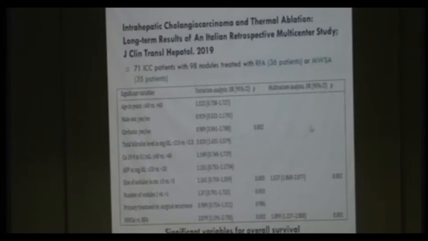And on multivariate analysis, there were 2 independent factors associated with survival, that is the size of nodule, less than 3 cm or more than 3 cm, and the modality used at the time of ablation. So if we use microwave and the lesion is less than 3 cm in size, then there is good overall survival.